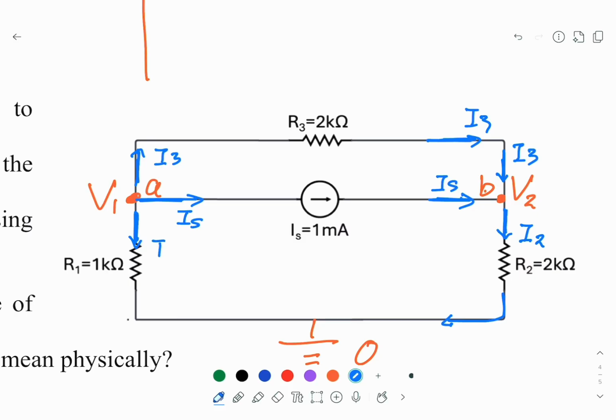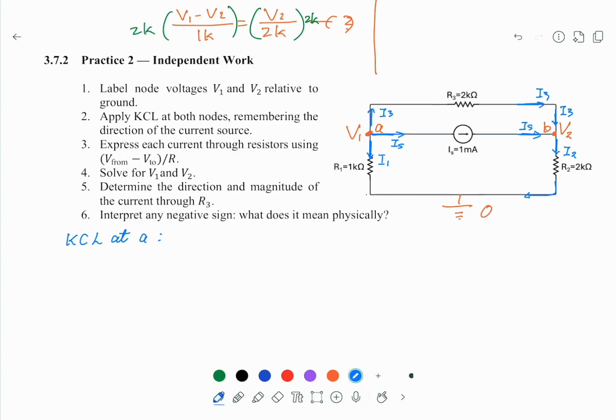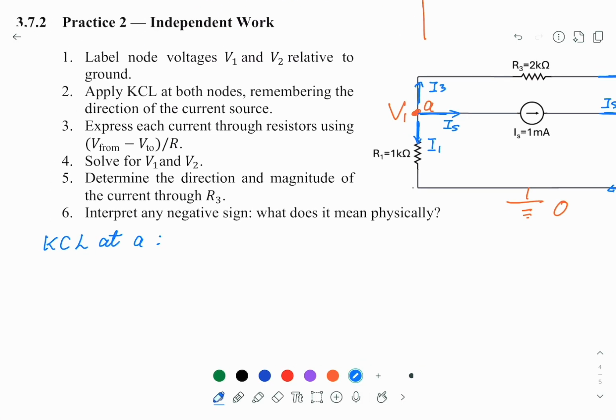Now remember, sometimes we have to make an assumption, and this assumption may not be intuitive. However, we'll find out by the sign. So we just make this assumption here. So KCL at A, in this assumption, there's no current in. They're all equal to out. I1 plus I3 plus IS.